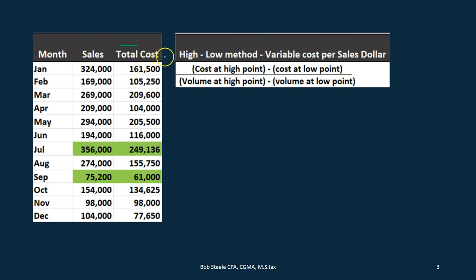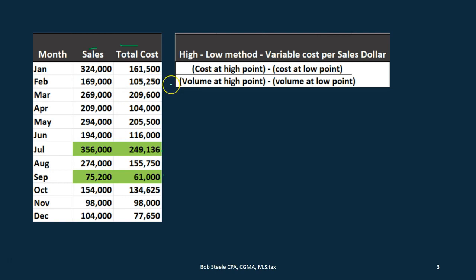So in order to do that, we're going to use the high-low formula. The high-low formula is the cost at the high point minus the cost at the low point. Looking at the cost over here, the 249,136 is the high point, and the low point is the 61,000. Then we divide that by the volume at the high point minus the volume at the low point. In this case, we're using sales dollars to drive this calculation, which will be the 356,000 at the high point and the 75,200 at the low point.